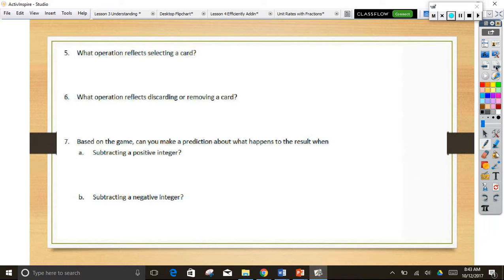Okay, the next question says, what operation, so what mathematical operation, as in adding or subtracting, reflects selecting a card? Read.